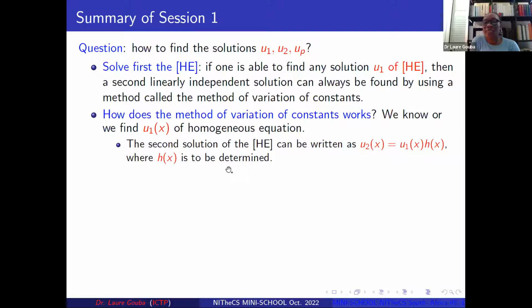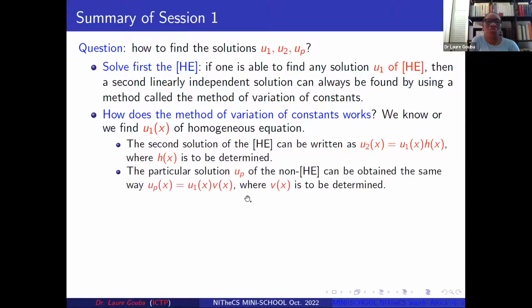And to determine that, since u2 should be a solution, one plugs u2 into the equation, and then comes another auxiliary equation, and one solves it to find h(x). And usually one also uses something called the Wronskian, but of course it's not what I want to talk about here, so I just mention it.